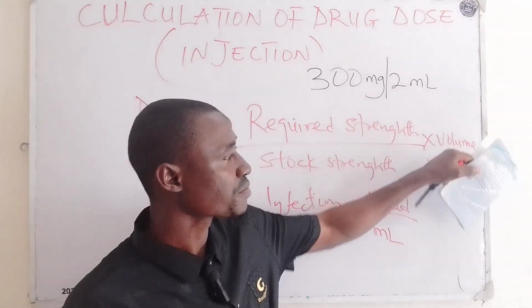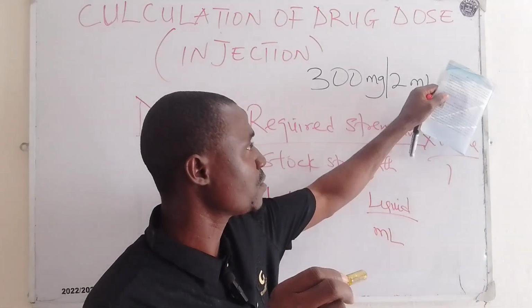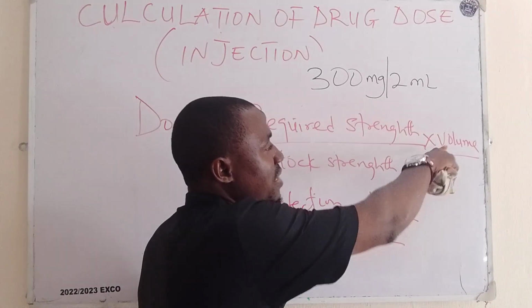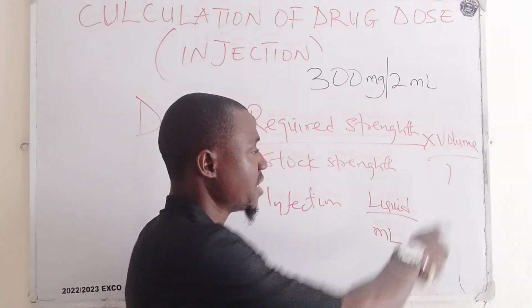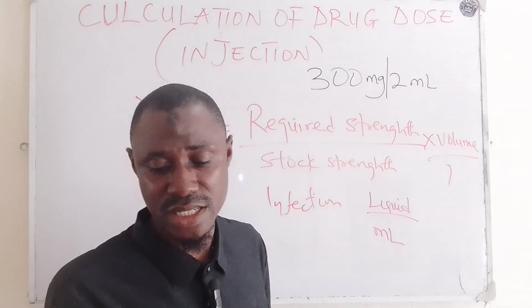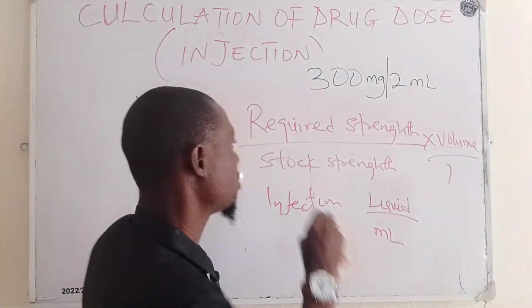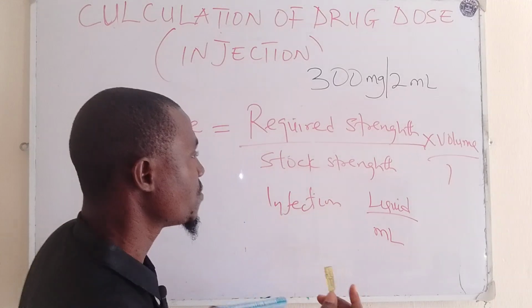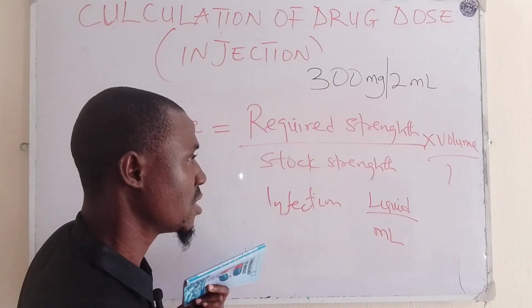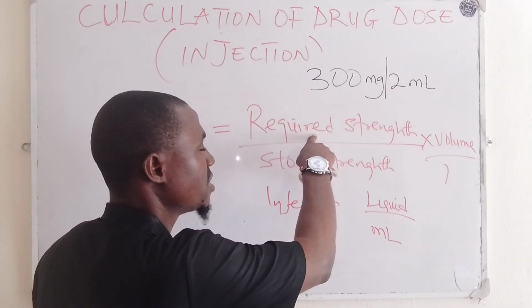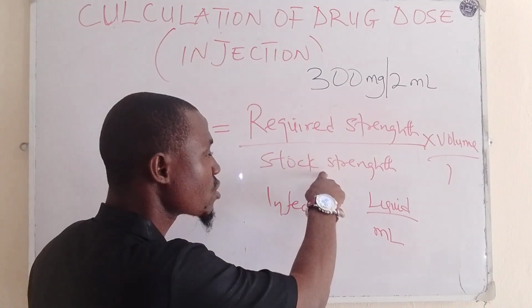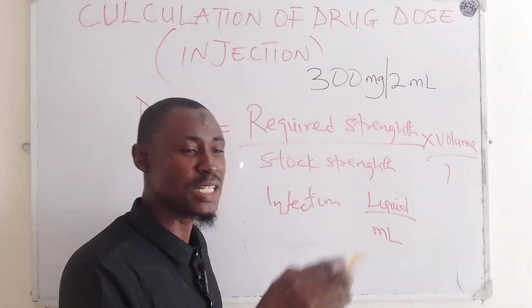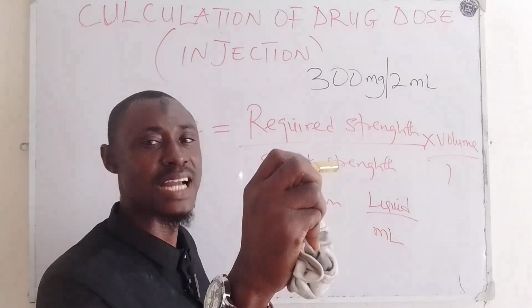Now the volume. You also see the volume written on the label. The volume here is 2 mils. So that means I'm going to use 2 mils here. Then this one is, of course, not relevant. You don't need it in the calculation. So this is the interpretation of this formula. If you are administering as a nurse or as a healthcare provider, the required strength is in the prescription sheet. The stock strength is in your possession. The volume also is with you, attached on the ampoule.